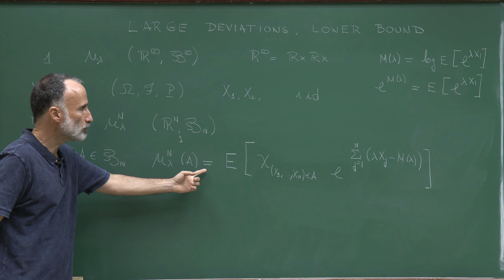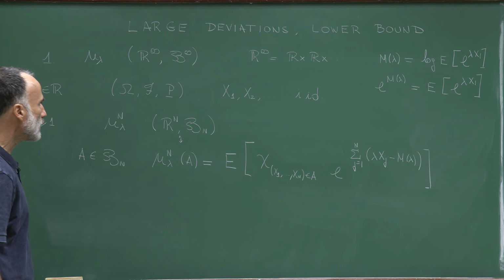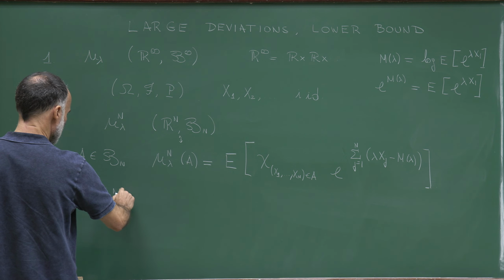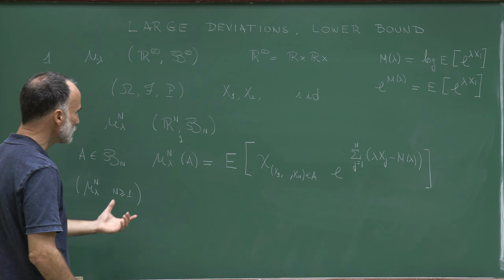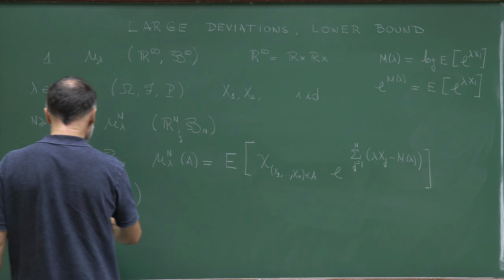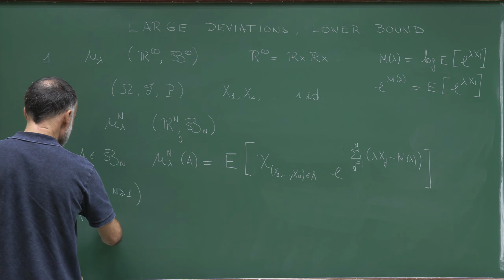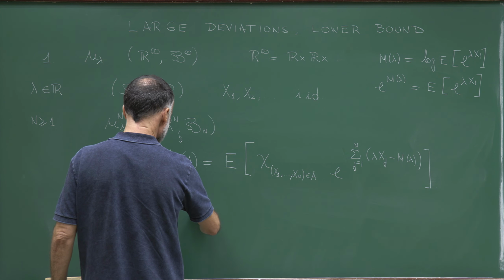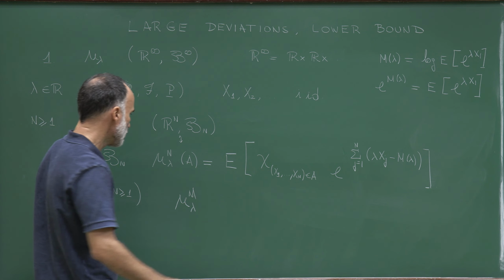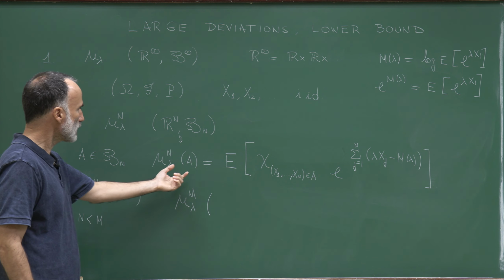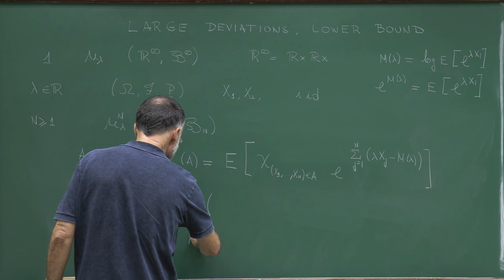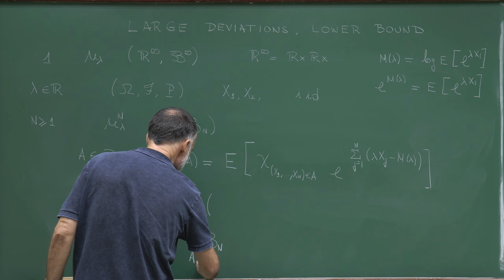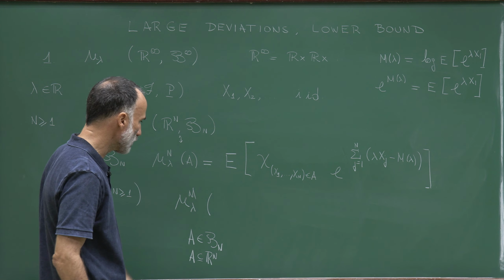So by this formula, I have defined these measures. And now I claim that this family of measures is compatible in the sense that if I take n strictly smaller than m, and I consider the measure mu m lambda, which is defined in Rm, but I take a set A which is n-dimensional, so let me take A, an element of Bn. So A is a subset of Rn, which belongs to the Borel sigma field Bn.